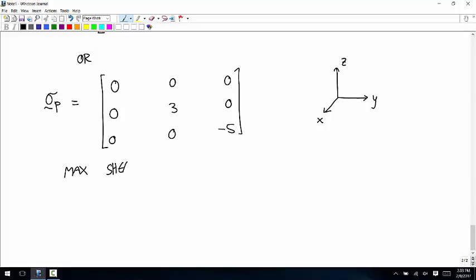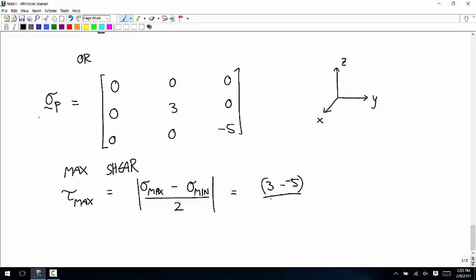We also want this max shear value. And so that is going to be equal to the maximum principal stress minus the minimum principal stress over 2, absolute value. So that's 3 minus negative 5 over 2, so 4 megapascals. So no matter what coordinate system you choose, you could never find a shear stress bigger in absolute value than 4.